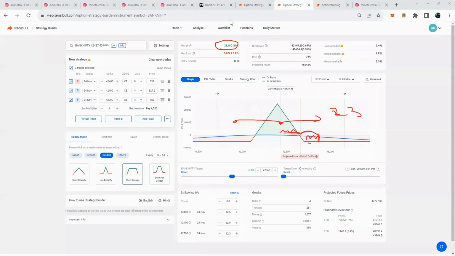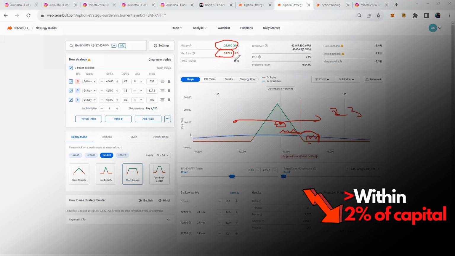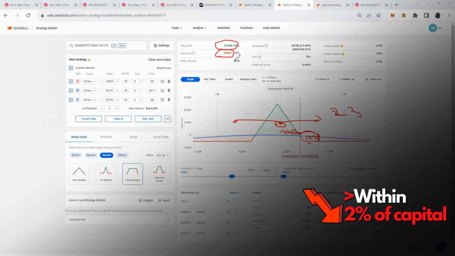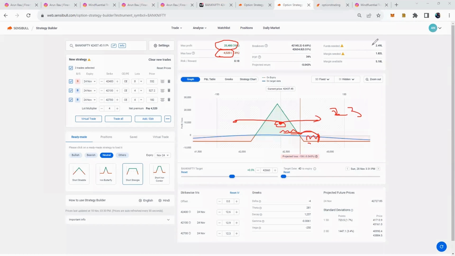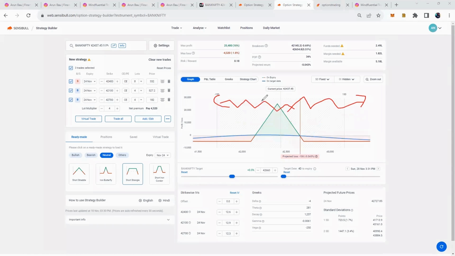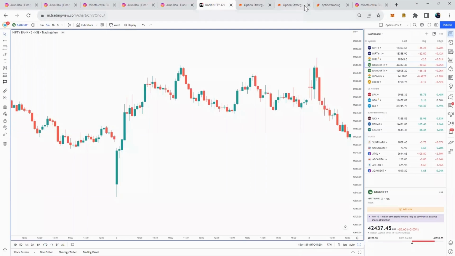Especially if you don't have more capital, the adjustment approach will not work out. Without adjustments, you can just keep checking, but make sure that the max loss, whatever you're taking, is within 2% of your capital, so that you need not worry. Even if the market trends heavily, you should not be worrying, because you know you are not going to lose more than 2% of your capital.